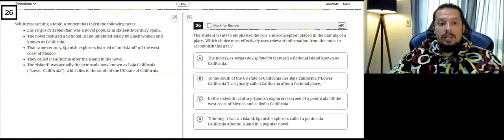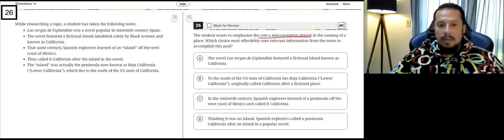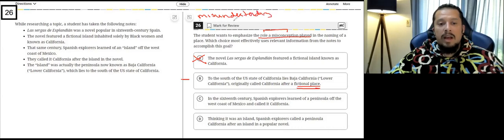Question number 26. So I read the question again, and I want to emphasize the role a misconception played. Don't get confused with certain things. So for example, answer A does not show me a misconception or the role of a misconception. Answer B, right? It looks correct because of a fictional place. But where is the misconception? A misconception means a misunderstanding, right? An idea or something that is not comprehended correctly. And so answer B does not show us a misconception.